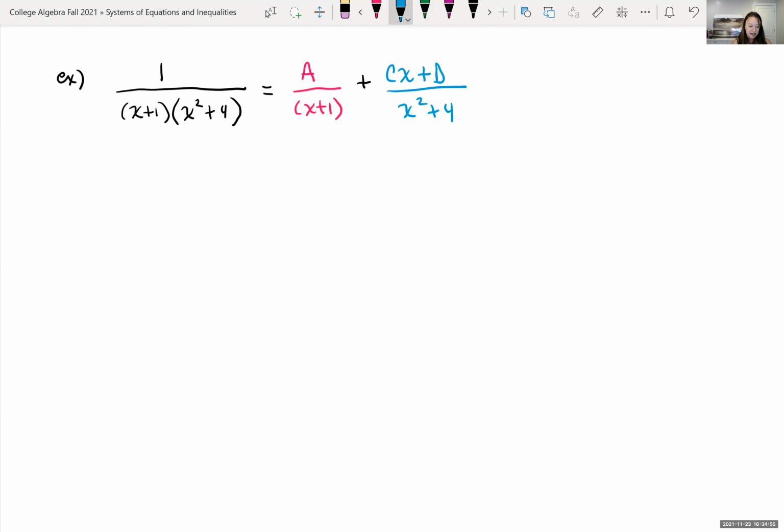If this was repeating, then I would continue to do that and sum up that number of fractions, the number of times it's repeating, where that factor is increasing by 1 degree each time. Okay, but it's not. So let's keep it like that. Same process, we're going to clear our fractions. So if we multiply through by our LCD, we're multiplying both sides by x plus 1, all times x squared plus 4.